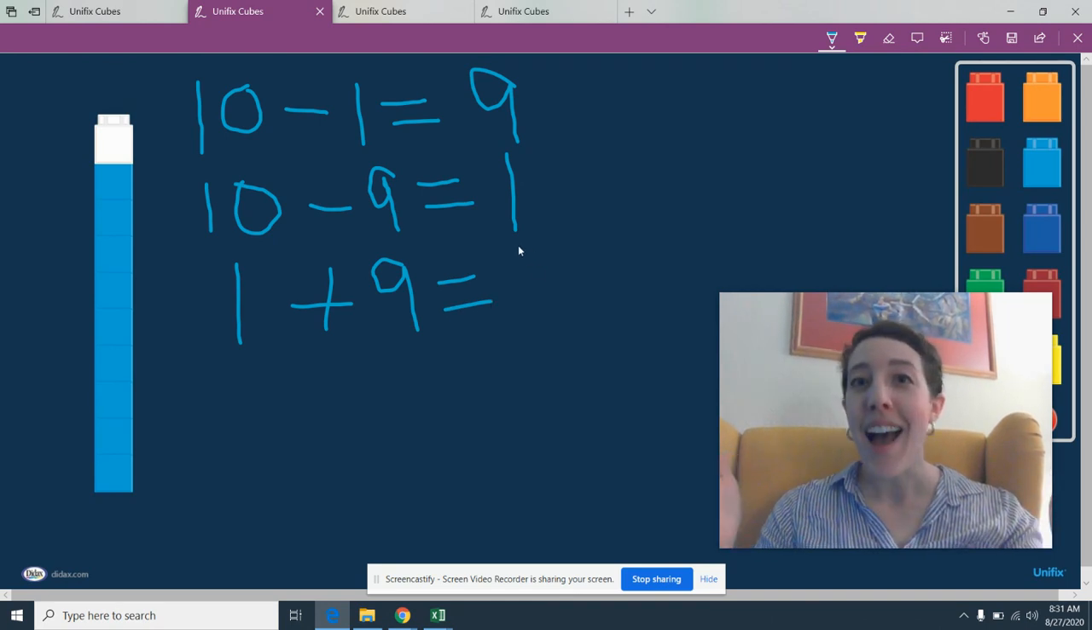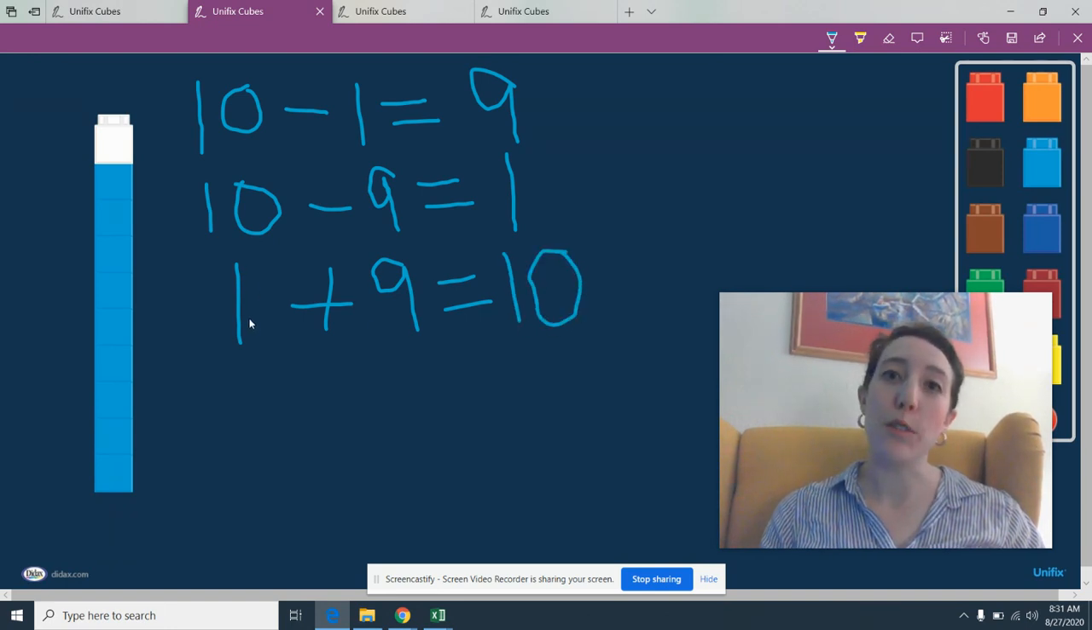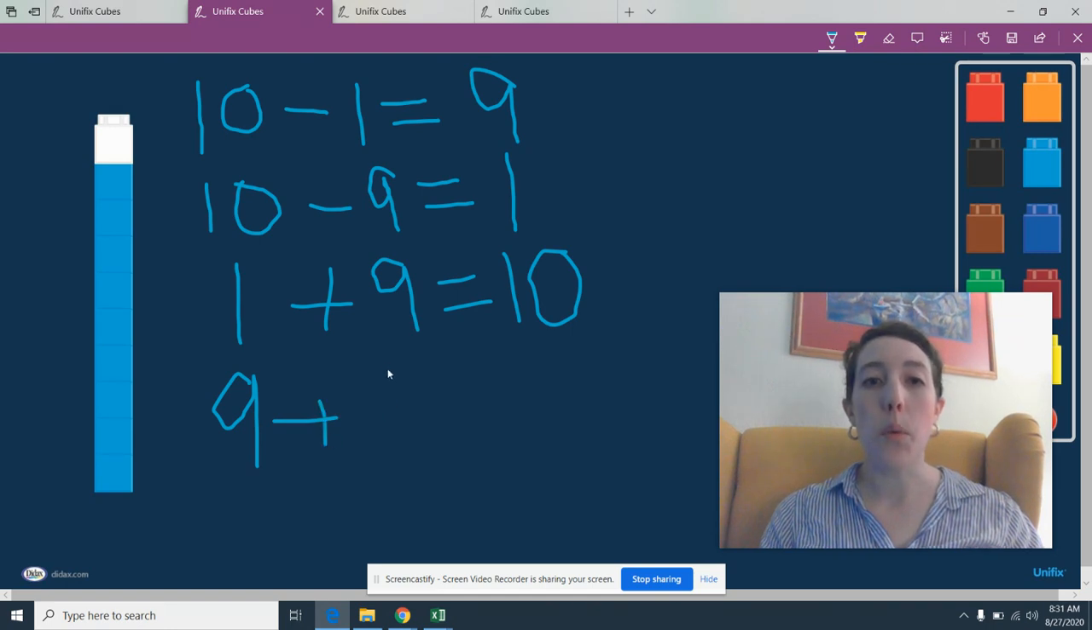Tell me. 10. And then finally, I wrote this as 1 plus 9, but could I think about it the opposite way with looking at my blue first and then my white? I sure could. So I could also think of it as 9 plus 1 equals 10.